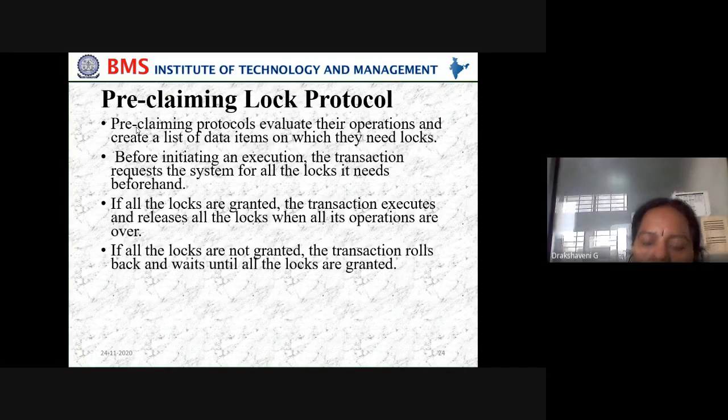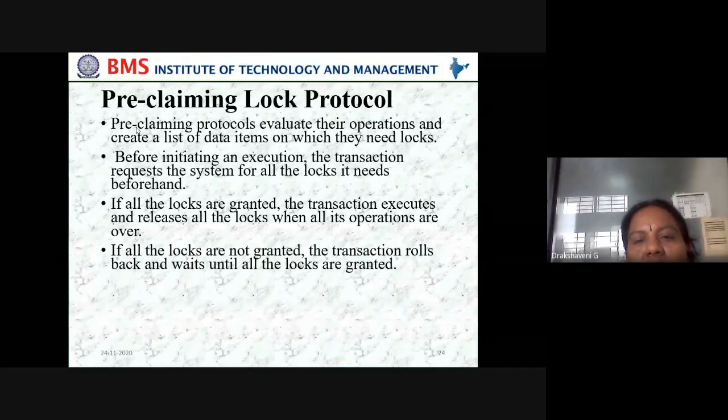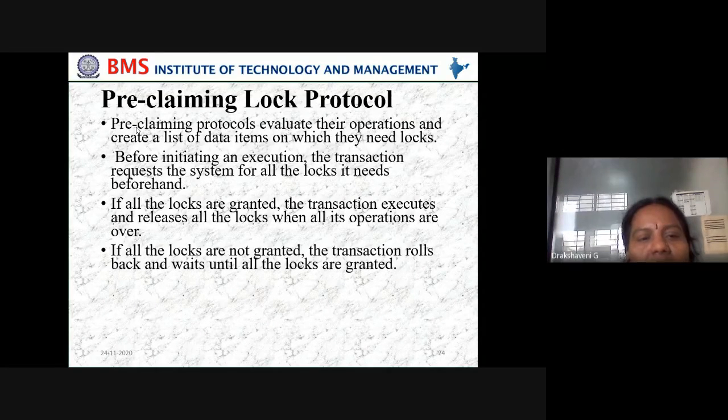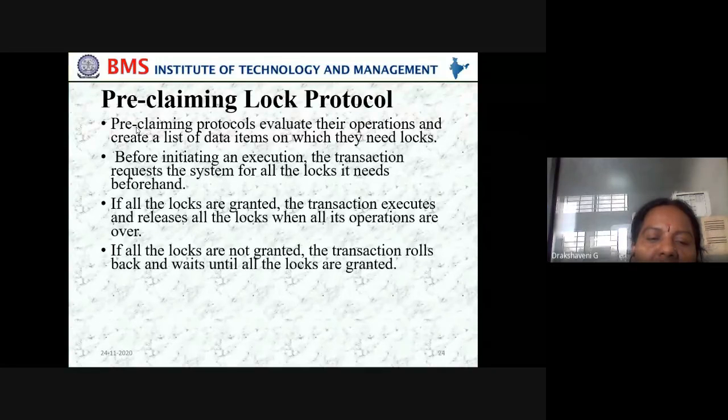So, pre-claiming lock protocol. Pre-claiming protocols evaluate their operations and create a list of data items on which they need locks. Before initiating an execution, the transaction requests the system for all the locks it needs beforehand. If all the locks are granted, the transaction executes and releases all the locks when all its operations are over. If all the locks are not granted, the transaction rolls back and waits until all the locks are granted.